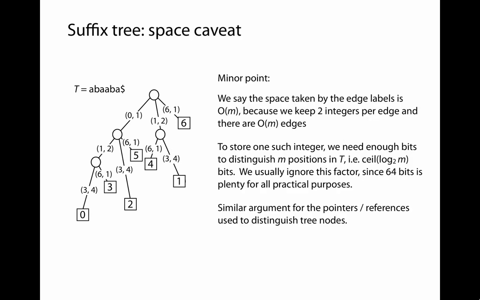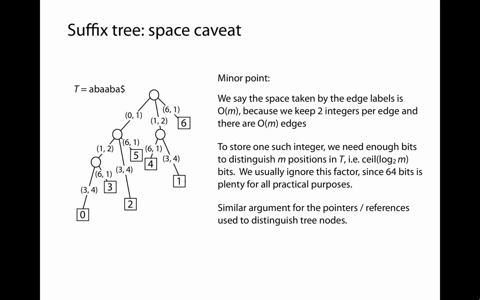Here's a minor point, but it's one worth talking about because students often bring this up in class. We said that the space taken by the edge labels was order m in the worst case because we're just keeping these two integers, the offset and the length, for each edge, and there are order m edges, so that's order m space. But you might say, well, to store one of those integers, we need an amount of space that is related to m, right? We need enough bits. To store one of those integers, we need enough bits to distinguish the m positions in T.